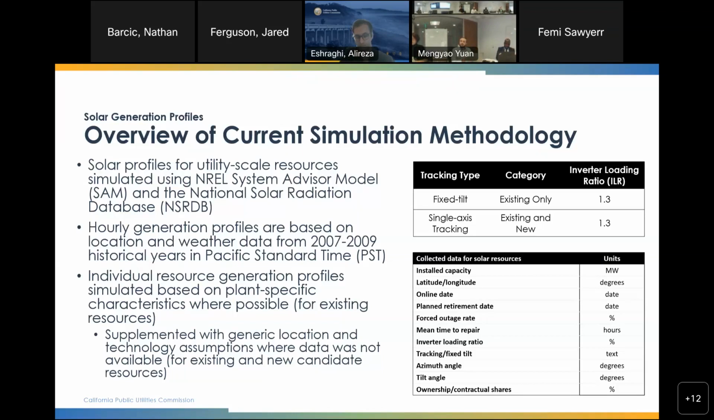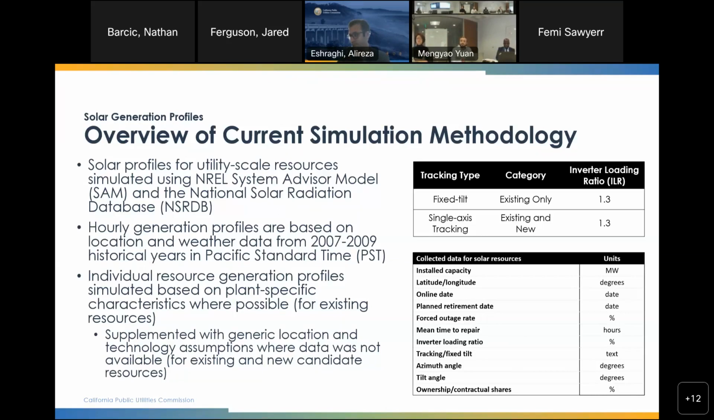For new resources, we consider that the state of the art is single axis tracking. And so that is the assumption that we use for developing new profiles for solar resources across the entire new resource data set. For the inverter loading ratio, that's another input that will affect the hourly profile. And for this, we use the state-of-the-art conventional input assumption of 1.3. Some of the other ones you can see listed in the table further below.